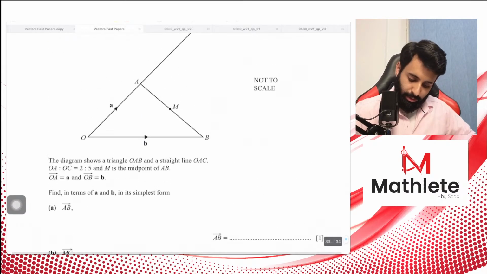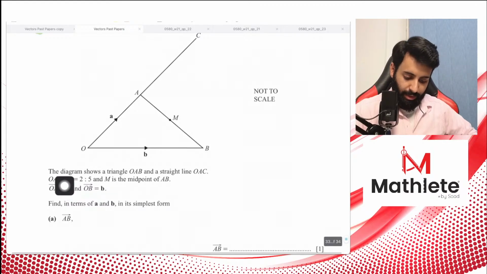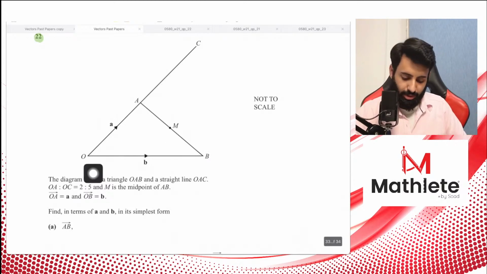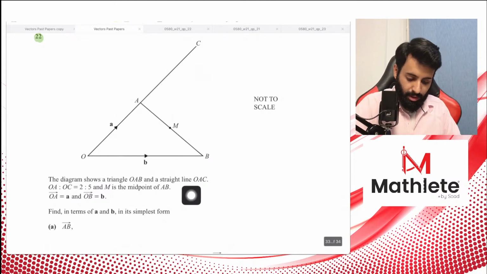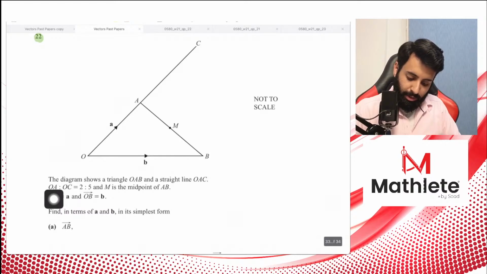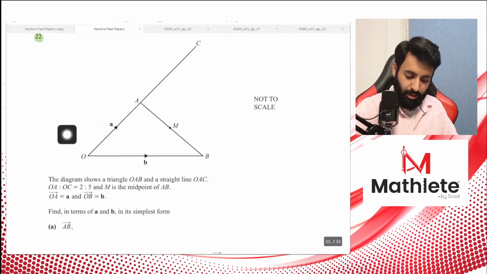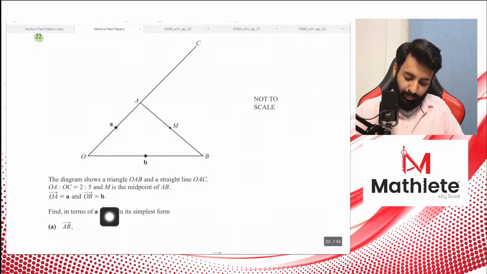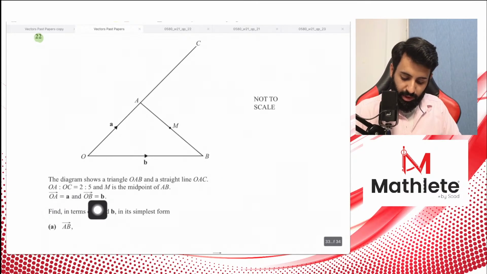So here's what I'm doing. I'm reading the question for the first time, just to get familiar with it. It says the diagram shows a triangle OAB, and a straight line OAC. OA and OC are in the ratio 3:5. M is the midpoint of AB. OA equals A and OB equals B.